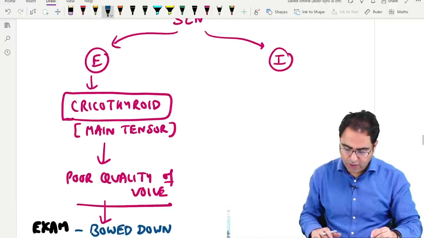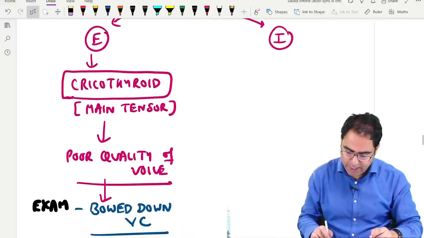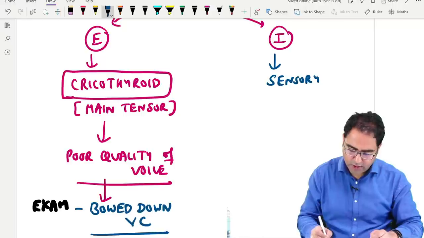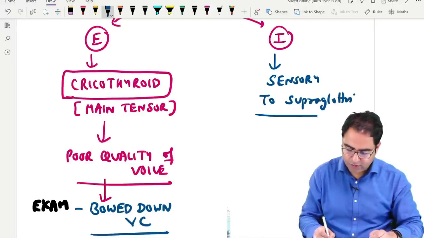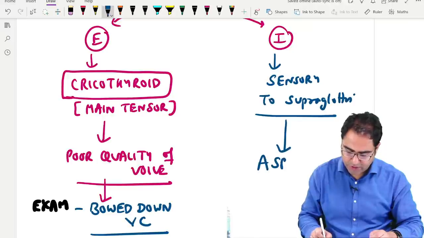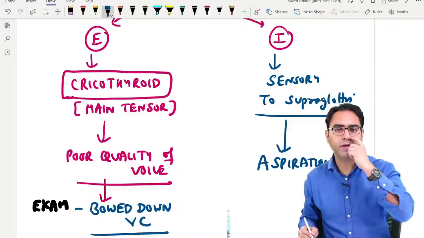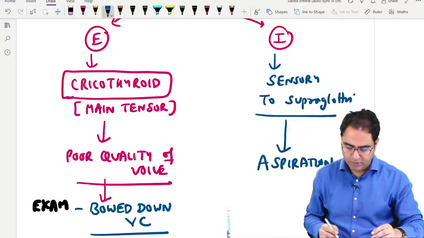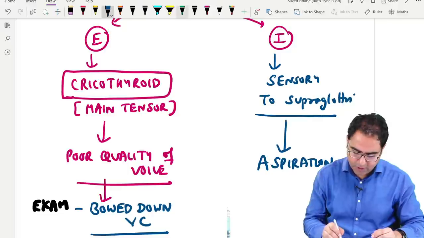Fine. Now let's do the internal branch. The internal branch is sensory. Sensory to what? Sensory to supraglottis. Therefore, the problem will be aspiration. Vocal cord palsy is the easiest topic in larynx. I wish we had more time. This is mathematics, believe me. It's not that difficult as books say. The answer is very clear.